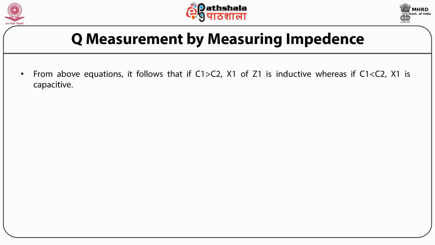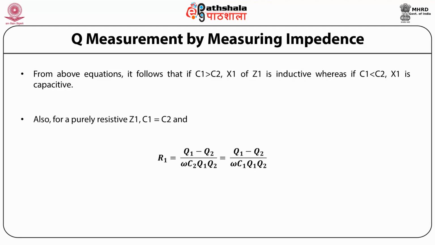From these equations, it follows that if C1 is greater than C2, X1 of Z1 is inductive, whereas if C1 is less than C2, X1 is capacitive. Also, for a purely resistive Z1, C1 is equal to C2 and R1 is equal to (Q1 minus Q2) by omega C2 Q1 Q2, which in turn is equal to (Q1 minus Q2) divided by omega C1 Q1 Q2.